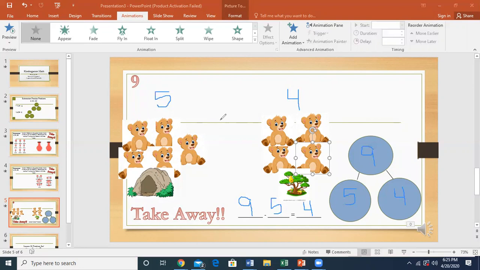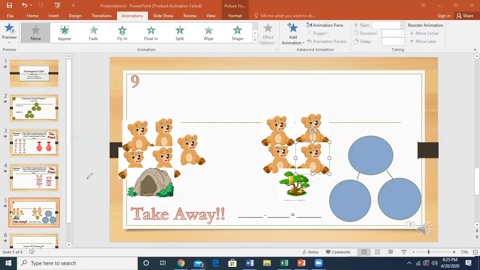Repeat that one with me, please. 9 take away 5 equals 4. Great job, guys. So we learned that the number 9 can be broken up into 5 and 4. So today we learned 2 ways that the number 9 can be broken up. This is showing our subtraction problems. Remember, every time that we do subtraction, we are taking away from the total. So anytime you see the words take away, you are subtracting.